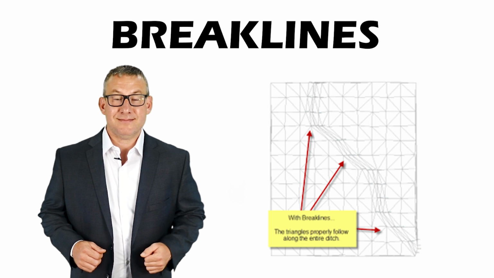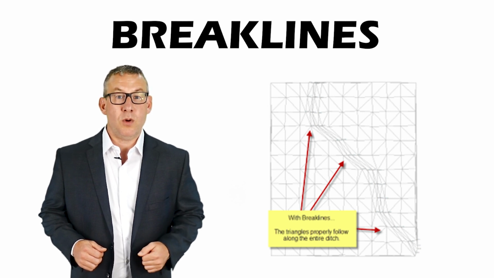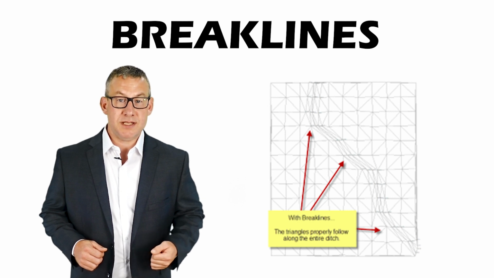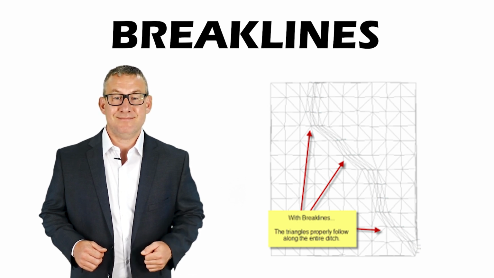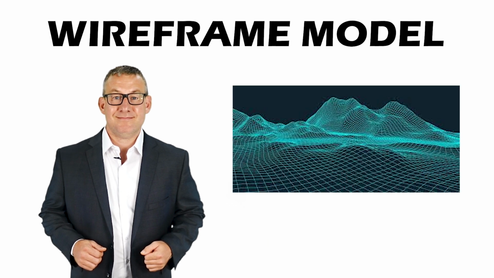Break lines. Break lines occur where the shape of a surface abruptly changes in a TIN. A wireframe model. A wireframe model represents a 3D object with lines.